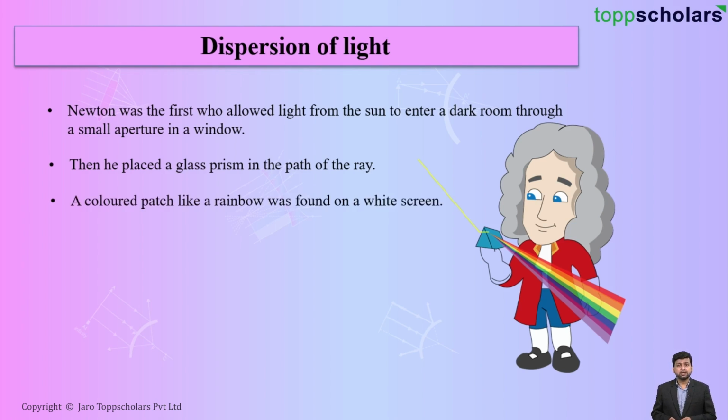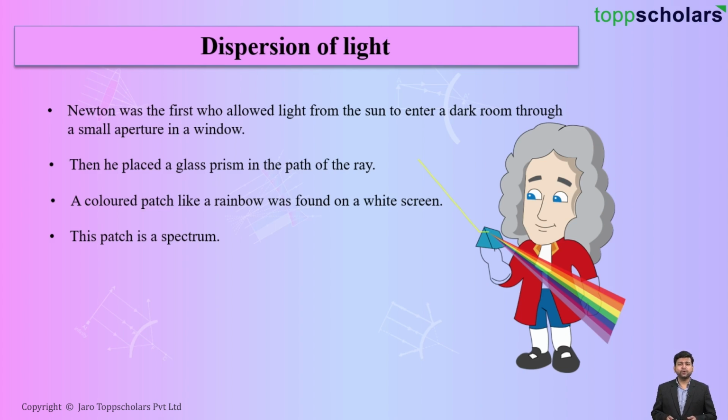After placing the prism, he found a colored patch like a rainbow on a white screen. So on that white screen, what did he find? A colored patch. And this colored patch was called the spectrum. The spectrum is nothing but when this light splits into different colors, that is called a spectrum.